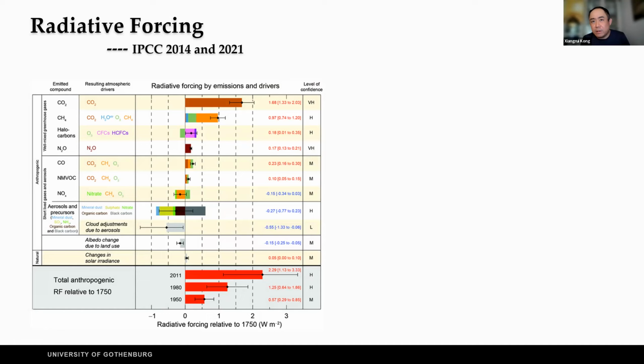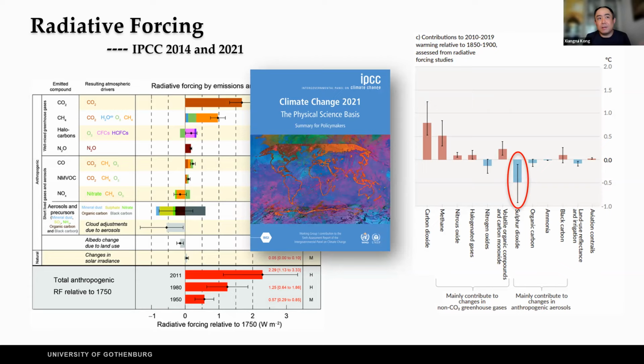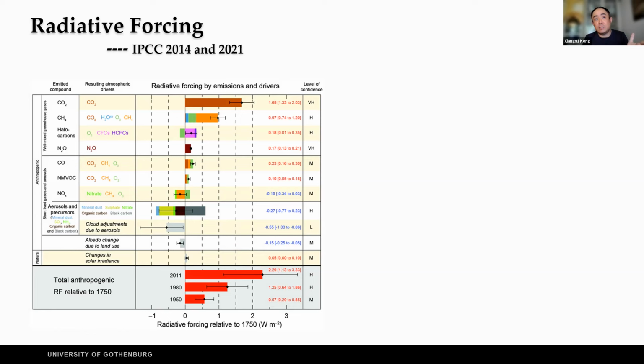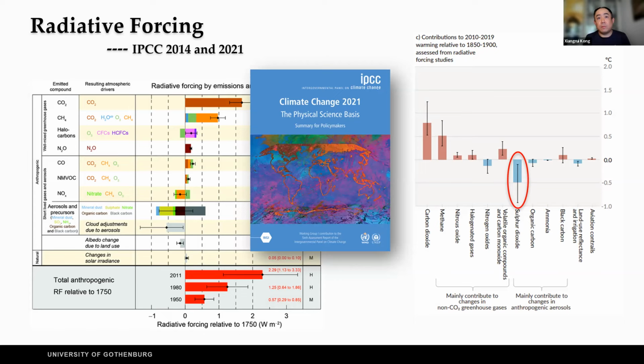I will briefly show this one, but I guess you are probably familiar with it. This is the radiative forcing published in 2014, and this is the report published last year. The one change I think is very interesting is that the negative radiative forcing, the global cooling effect of sulfur dioxide, SO2, had a really large error bar. Part of that comes from the fact that the SO2 to sulfate transition is not really well known. So where does this sulfate component come from? It's a question. So, uncertainties of modeling.